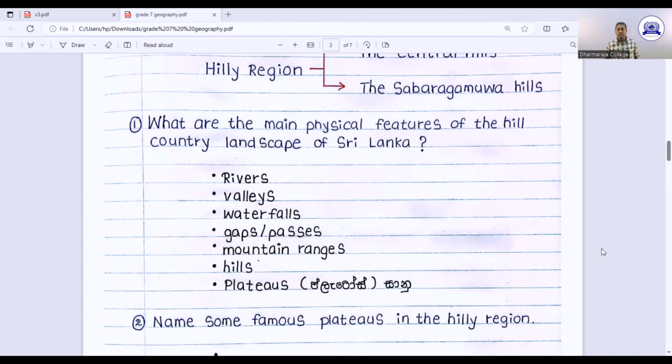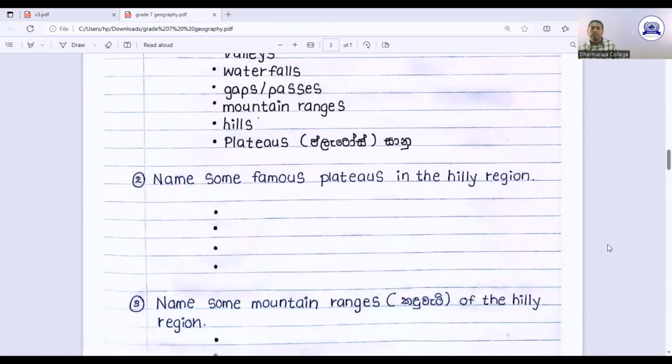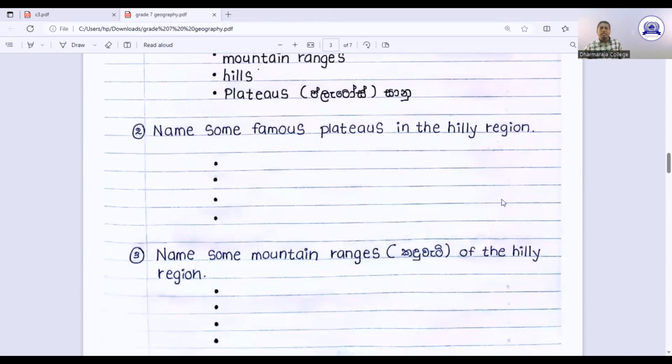No more plains, bays, harbors, or lagoons. Name ideas? No points. Only the things you can see on the screen. Rivers, waterfalls, mountain ranges, plateaus, hills, gaps, and valleys are the examples. Name some famous plateaus in the hilly region. So I named some famous plateaus in Sri Lanka in the hilly region from that map.